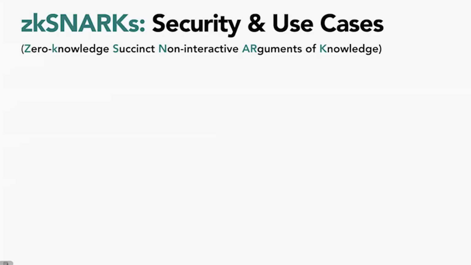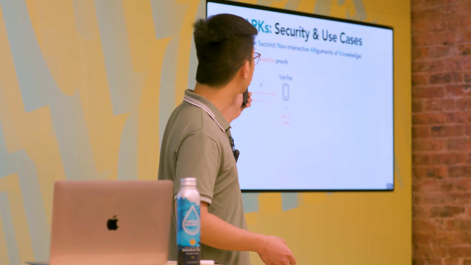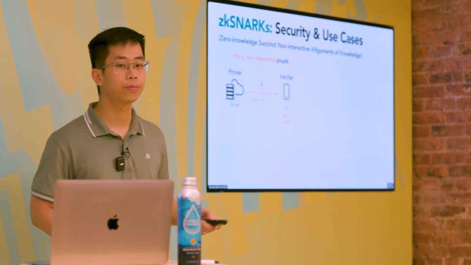We all know and love SNARKs. They're succinct, non-interactive arguments of knowledge. Basically, a SNARK is a certificate or a proof that is both short and non-interactive. So the prover does not need to do any interaction with the verifier, just sends over a proof. This proof is also very fast to verify.